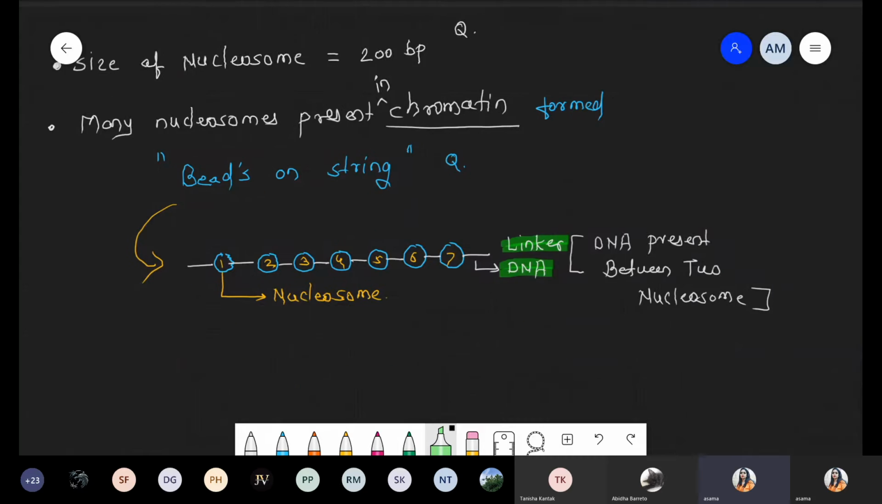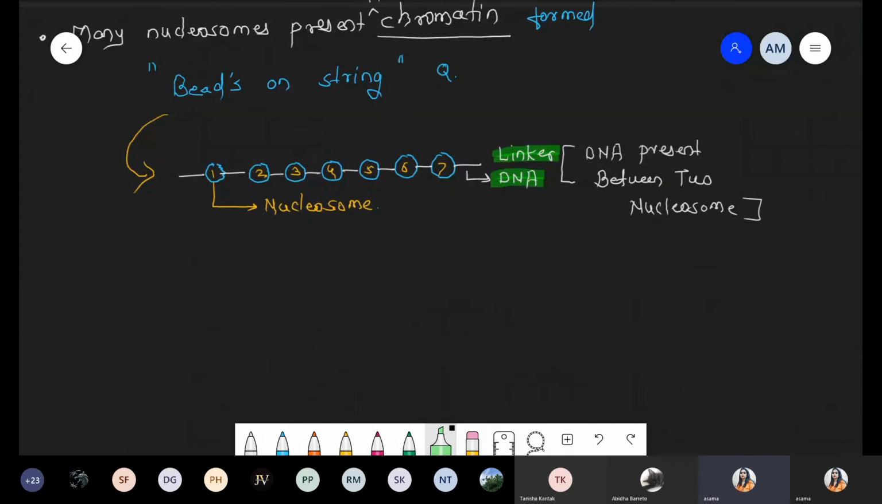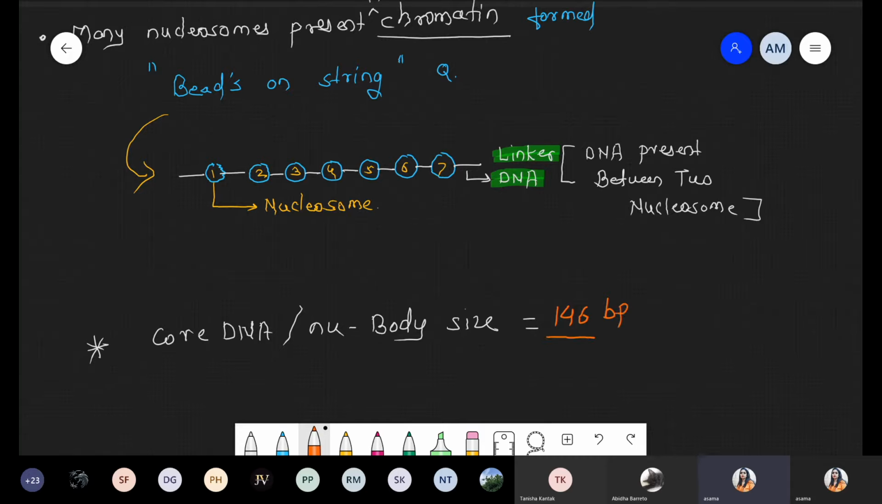Now, these are some information. Now another one. We have to discuss what is the size of core DNA. When we are talking about core DNA size, we just discussed that the core is also called the octamer structure, also called the nu body. That nu body can cover approximately 146 base pair. So please don't get confused between nucleosome and the core DNA.